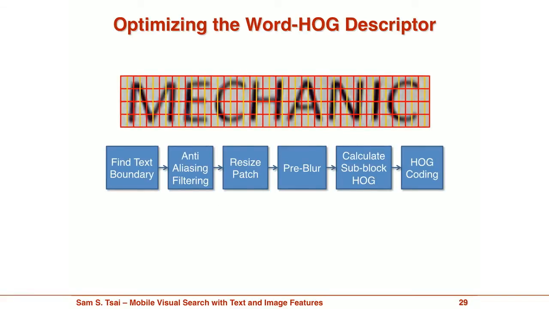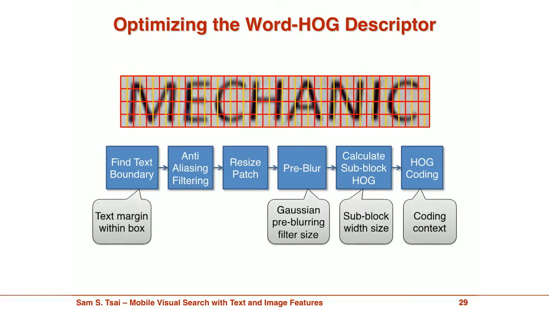A detailed look of the word patch descriptor would reveal the following blocks. First, the box is bounded on the word. Then, an anti-aliasing filter is applied before resizing the word patch. Pre-blurring of the word patch is applied before calculating the histogram of gradient features from the subblocks. And finally, the HOG features are coded using context-based type coding.